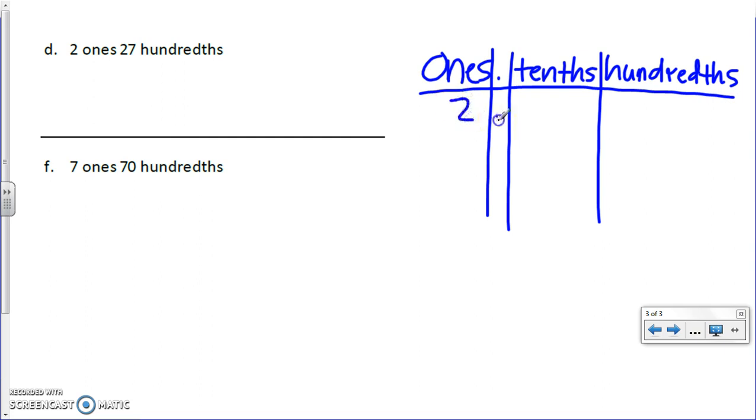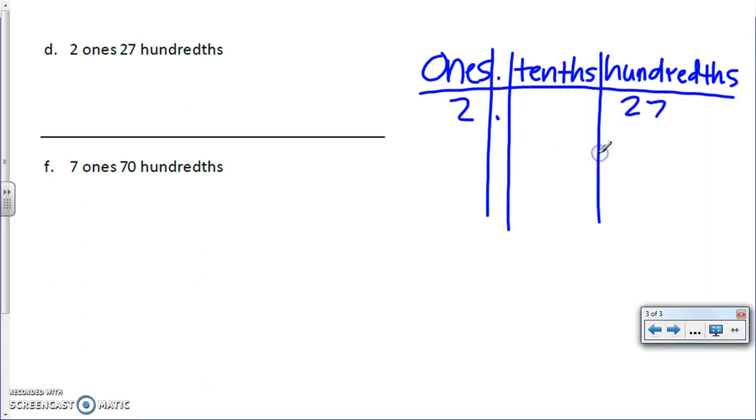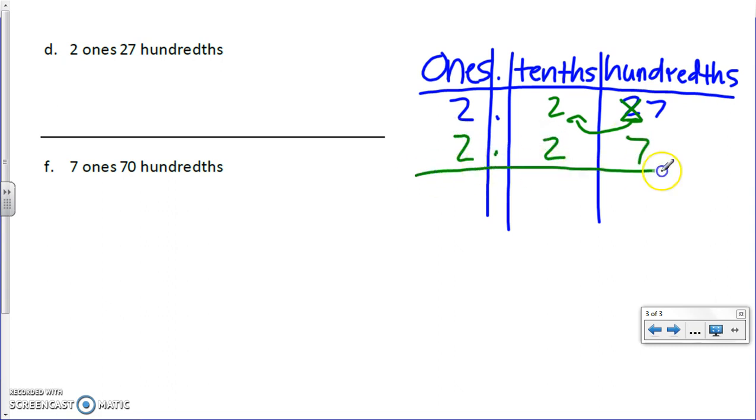So 2 ones, decimal point, and I'm going to leave that tenths place alone because I haven't used it yet. I'm going to put 27 in the hundredths place. Now I need to look at the hundredths place and see, do I have greater than 9 in that place value? I have 27, I do. So anything over here, I need to shift and move over into the tenths place. So I've used this, so it's gone now. So how I could write this number is 2 in the ones, 2 in the tenths and 7 hundredths. So 2.27.